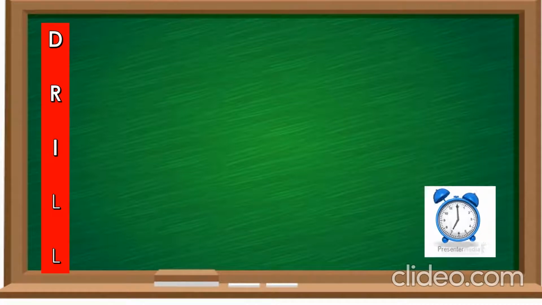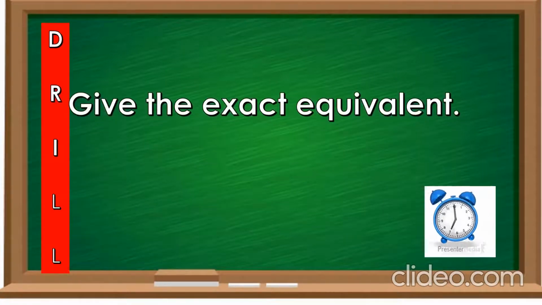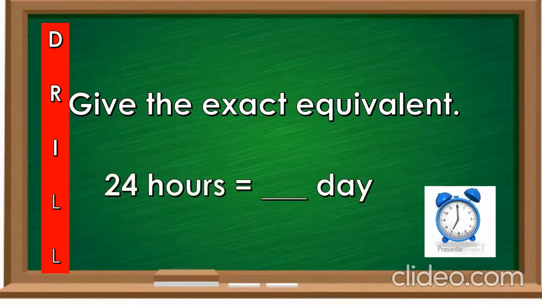First, let us have our drill activity. Let us exercise your mind by giving the exact equivalent of the following. I'm going to give you 5 seconds to answer each question. Number 1. 24 hours is equal to blank day. The answer is 1 day. 24 hours is equal to 1 day. Very good.